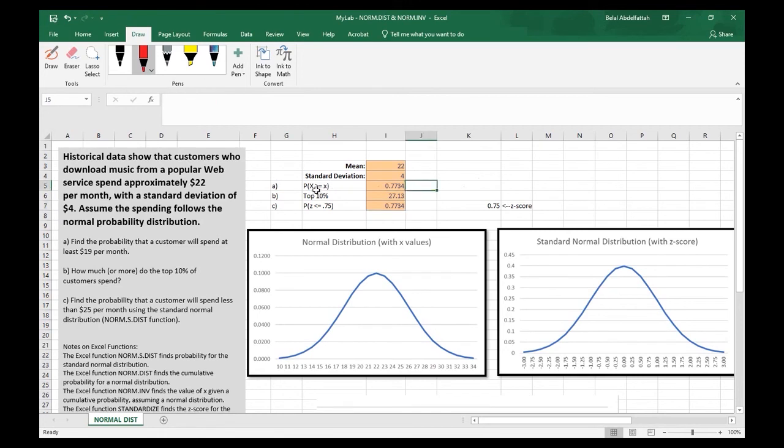In part A, if we were to convert the x value of $19 into a z-score, we will find it to be the same z-score value in terms of its absolute value. Now let's go ahead and demonstrate this. Standardize and select the value of 19. Mean is 22. Standard deviation is 4. I get a negative 0.75. So in this case, we are looking for $19, this right here, or more, everything to the right. But for part C, we're looking for the probability of a z-score that's less than or equal to 0.75 and everything to the left of that. So the value of 19 is 0.75 standard deviations below the mean, and the value of $25 is 0.75 standard deviations above the mean. Hopefully this makes sense.